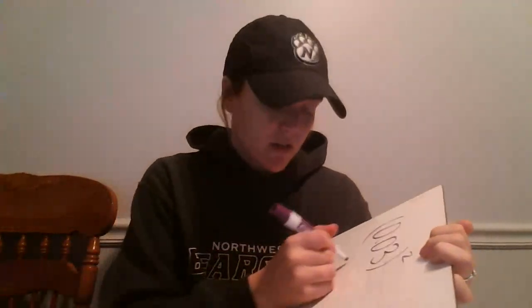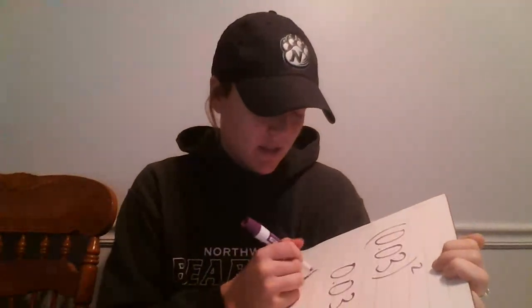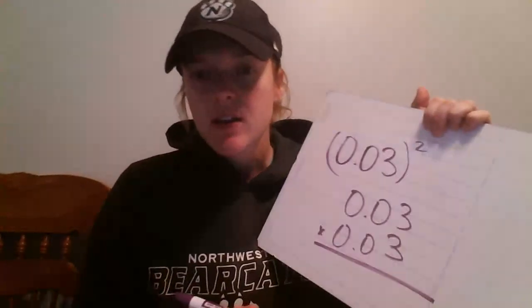So we're going to have 0.03 times 0.03, okay? So what I'll have to do is, what's 3 times 3? It's 9. Okay, so that's all we're going to do there.